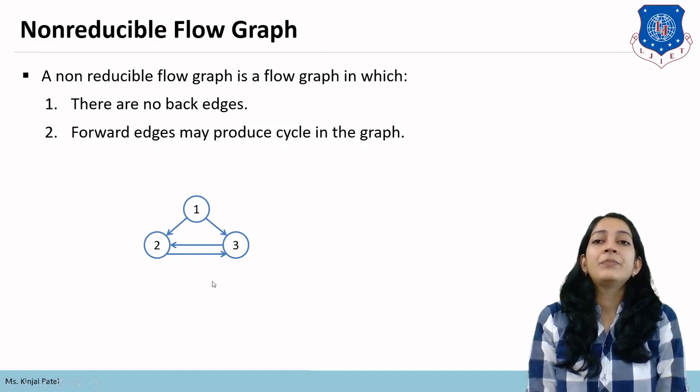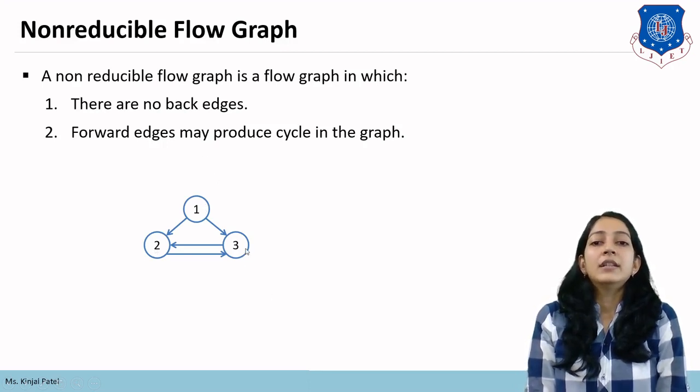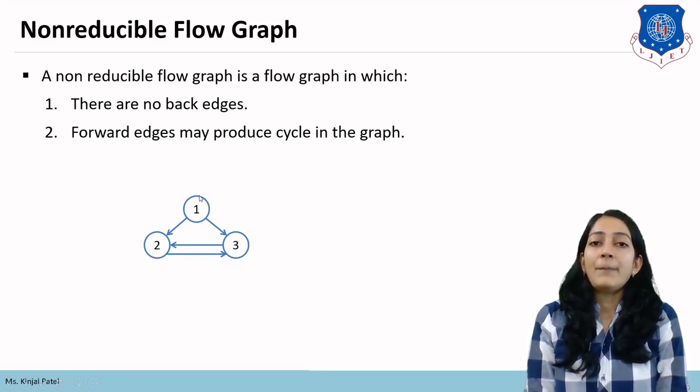So here is the graph of a non-reducible flow graph: 1 to 2, 2 to 3 and 3 to 2. This graph is non-reducible because there are no back edges in this graph. There is one edge from 3 to 2, but that edge is between two children. There is no edge from child to parent. So this graph is also creating a cycle, but it is not a reducible flow graph.